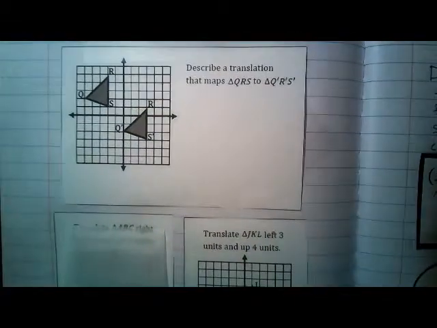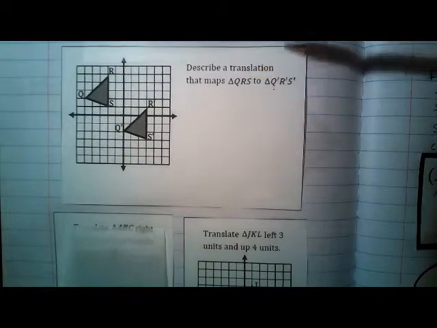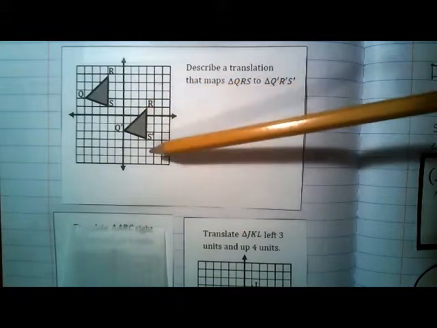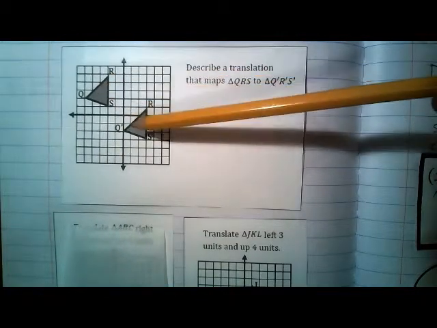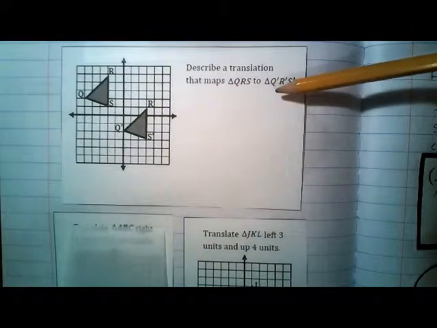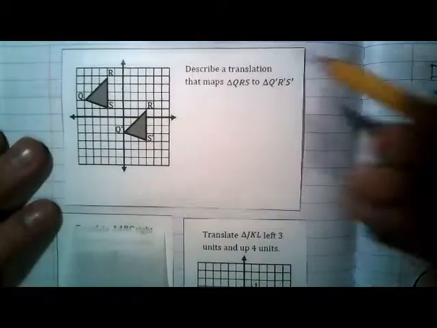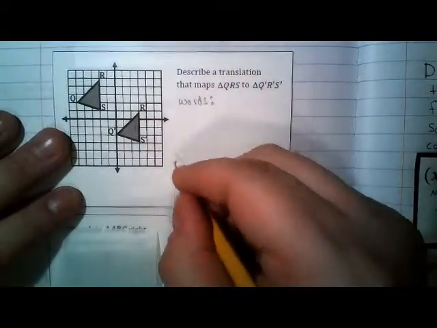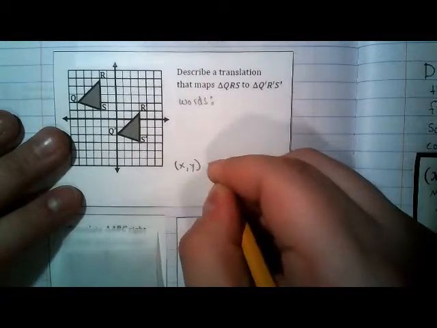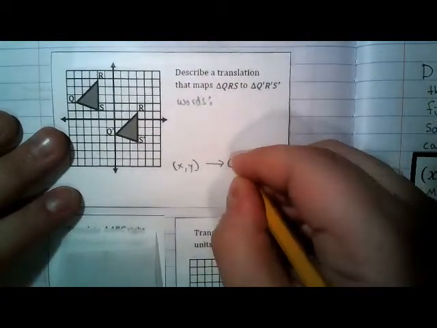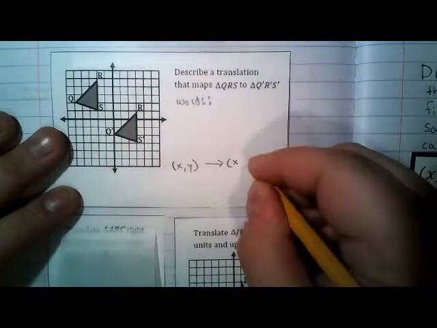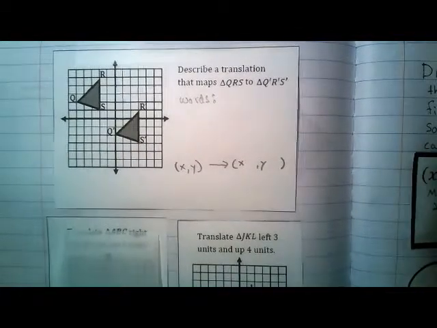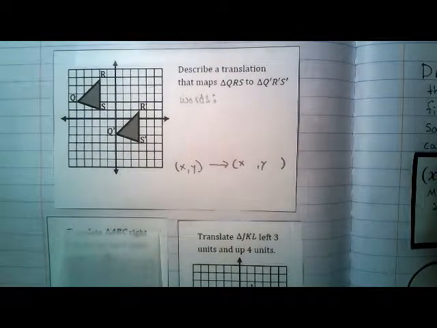And then for this problem here, you're asked to describe the translation from QRS to Q prime, R prime, S prime. So from this figure to this image, describing the translation. I want you to do it both ways. I want you to do it in words. Okay? And then I want you to do it algebraically. What happens to X? What happens to Y? And then when you're finished, you're going to have your teacher check your answer and you can move on to the practice.